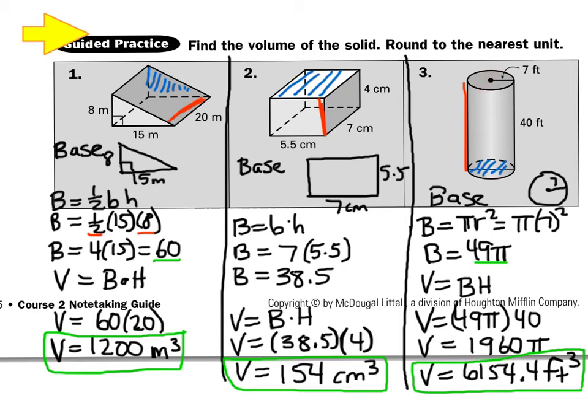The cylinder here, the base is the circle, so I drew it right here. It has a radius of 7. So the area of the base is pi times the radius squared. So pi times 7 to the second power. So that just means 49 times pi. And I'm going to put it in the formula. Volume equals the area of the base times the height, how far apart the circles are. So that would be 49 pi times 40. Well, I do 49 times 40, and I got 1,960, and then bring down the pi. And now I just multiply by pi last. So 1,960 times 3.14 gave me 6,154.4 feet to the third power.